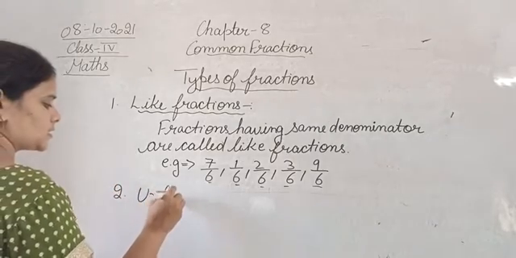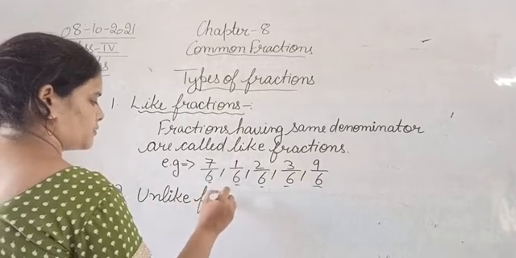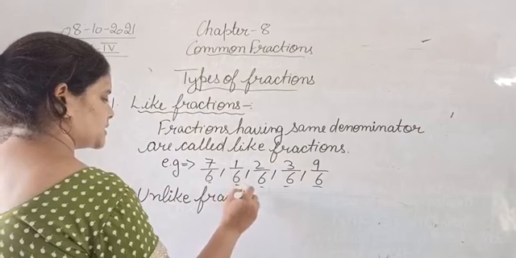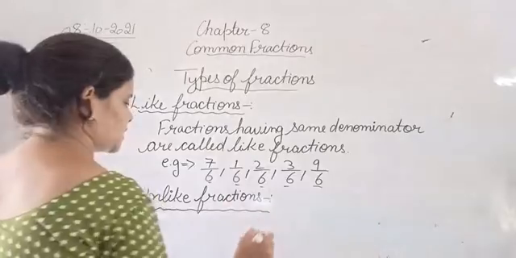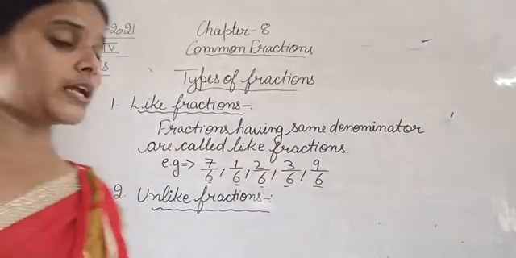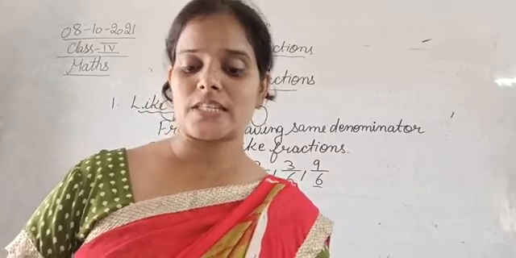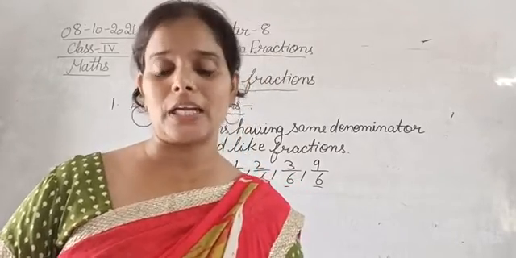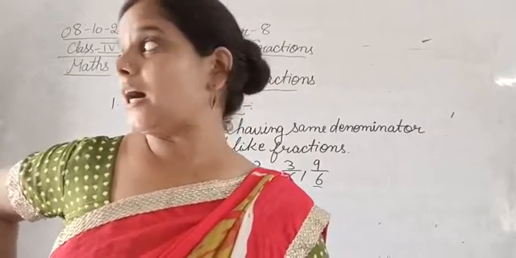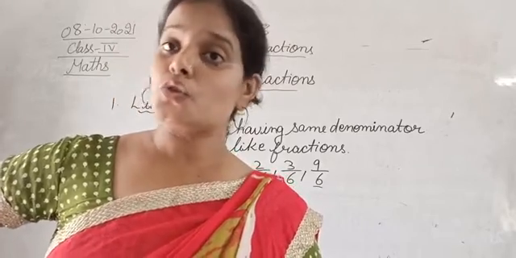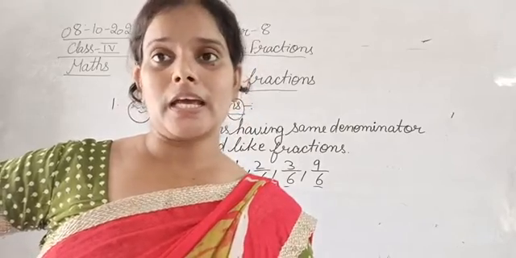that is unlike fractions. Now which are unlike fractions? देखिए unlike fractions क्या होती हैं बेटा? Fractions having different denominators are termed as unlike fractions. So जिन fractions के जो denominators अलग अलग होते हैं, उनको हम बोलते हैं unlike fractions.